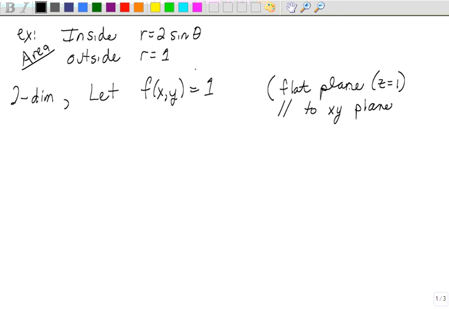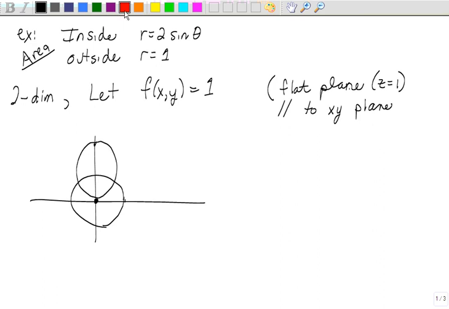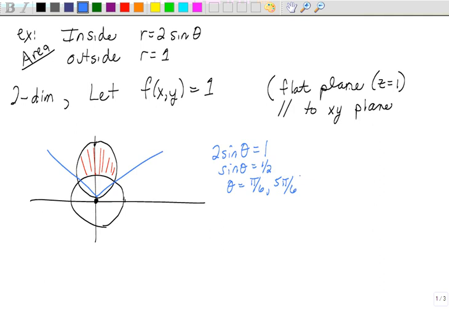Okay, so let's draw a picture of this. There's the circle of radius 1. Well, it's not very good, but. And then r equals 2 sine theta, so it's 0 at 0, and at pi over 2, it's 2. So the circle looks like this. And I want inside that and outside the other one. So I have to find their points of intersection. So 2 sine theta equals 1. Sine theta is a half at pi over 6 and 5 pi over 6.